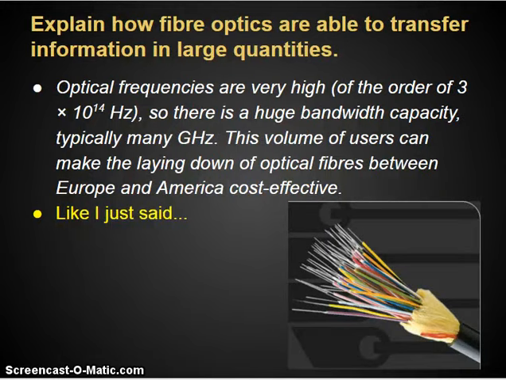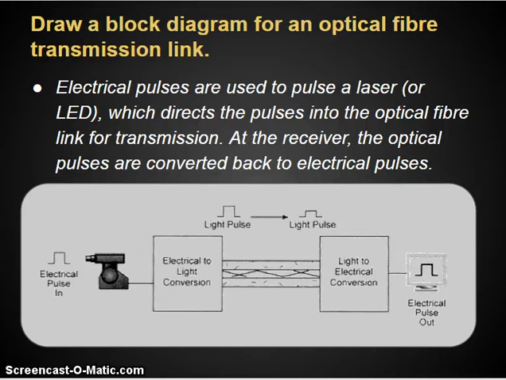Optical frequencies are very high, on the order of 3 × 10^14 hertz, so there's a huge band, like I just said, okay? There's a very large bandwidth potential on fiber optic lines. Now, a block diagram for a fiber optic would look something like this. You have an electrical pulse that gets converted to a light pulse. It is then sent down the fiber line. Then at the end of the line, it is converted from light back to the electrical signal pulse, and then it's transmitted on its way, typically down a standard copper line.